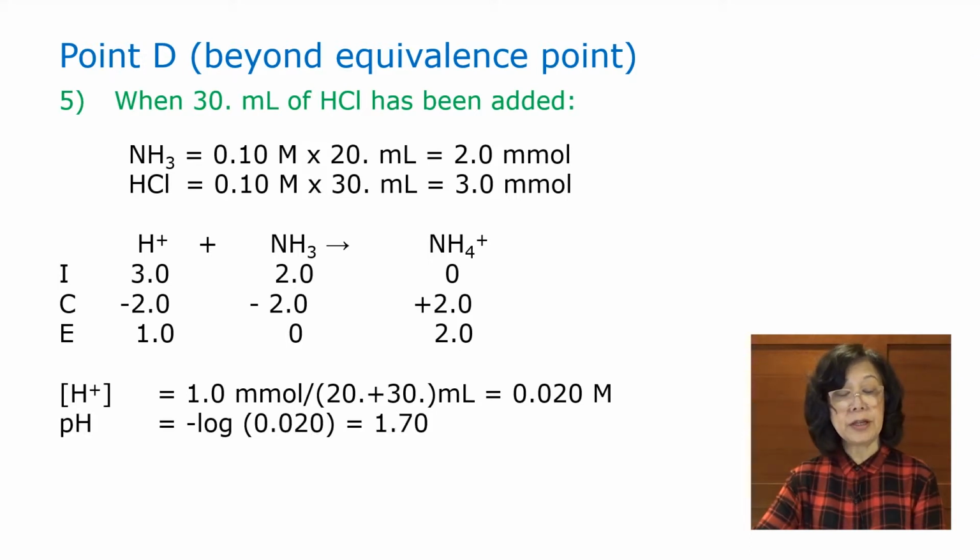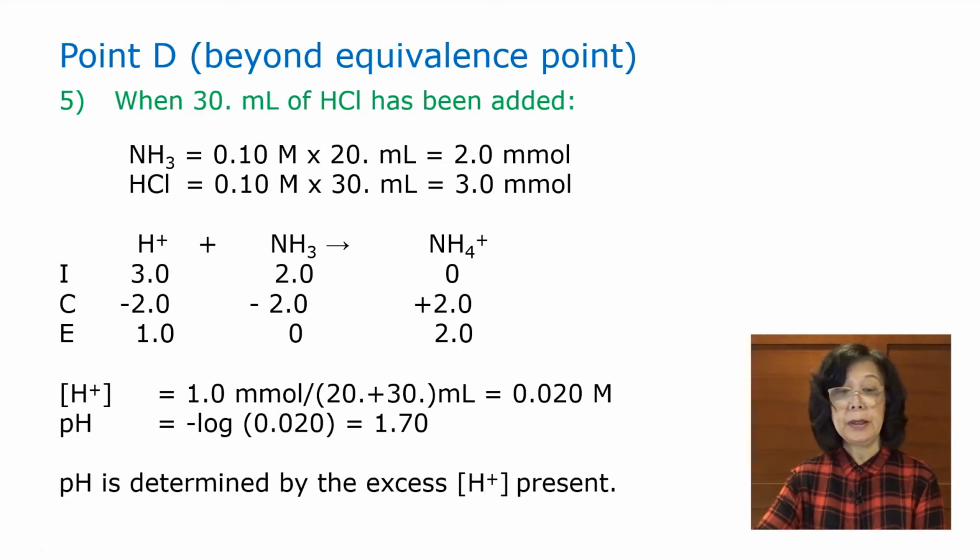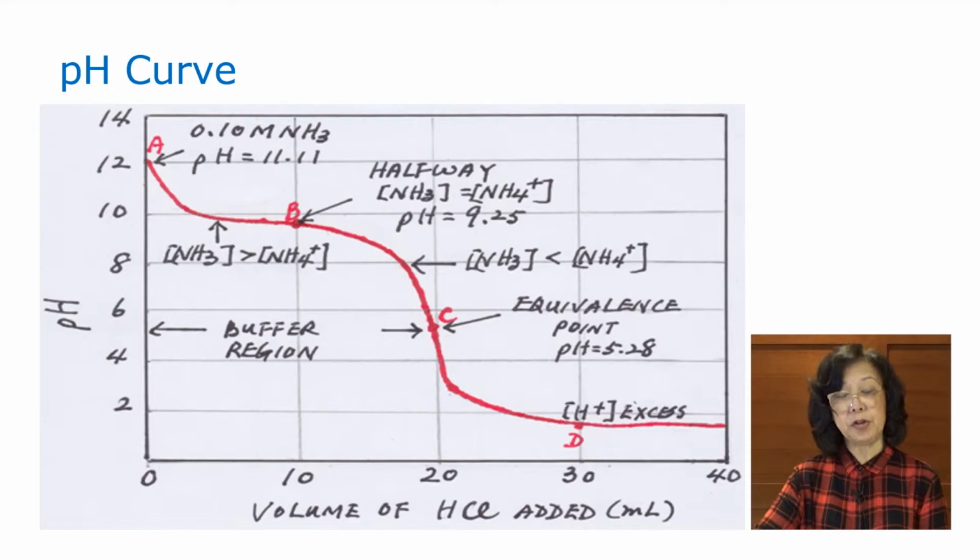Now the pH, taking the negative log of the 0.02, is 1.70. And the pH is determined by the excess hydrochloric acid remaining, or the hydrogen ion remaining. Let's take a look at the pH curve.